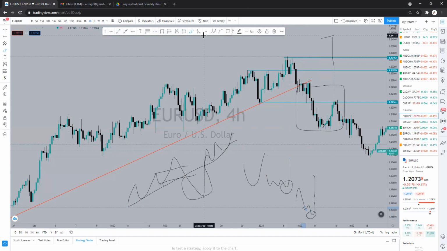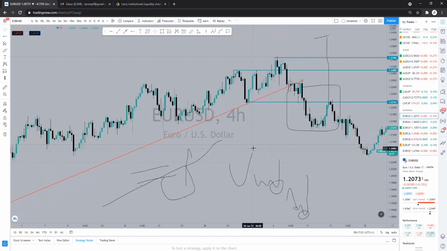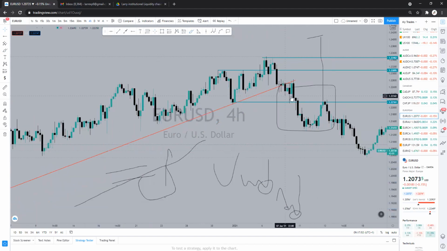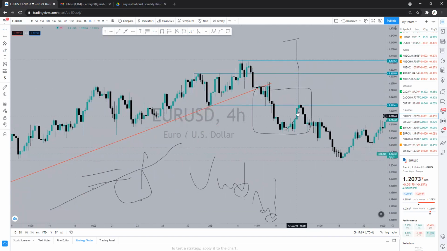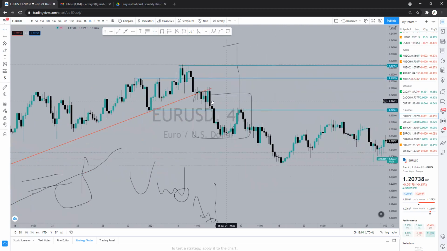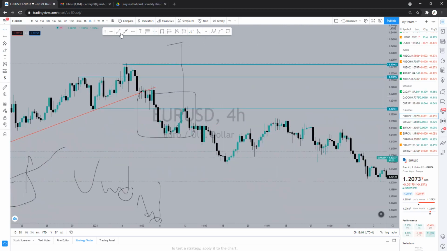So now, since we've known how to identify our BMS, okay, now the break of structure happens here. What do we do after a break of structure? We get on our sell. How do we get on our sell? Wait for it to retest that signal flow or that structure break. Then we enter. Okay, let us continue.